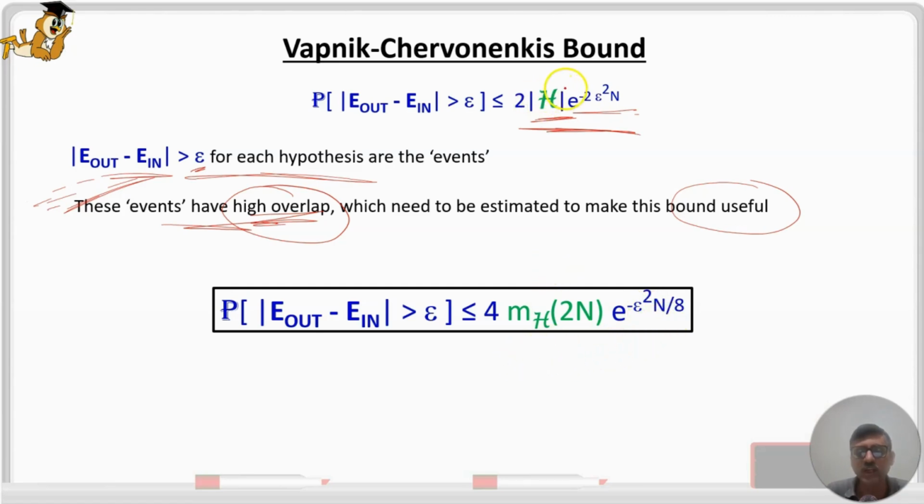Instead of the cardinality of H, once you estimate the overlaps of these events, you end up with the growth function of H. Therefore this is a very, very important result, possibly the most important result in the theory of learning, because now it gives you a more useful, more meaningful bound on the probability of a bad event happening over the entire set.